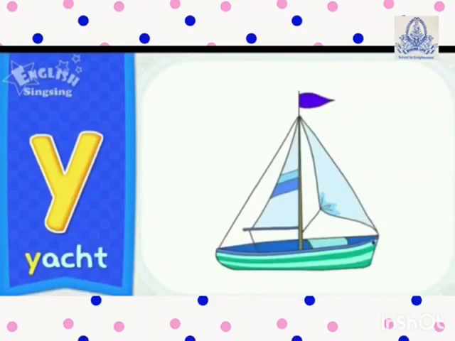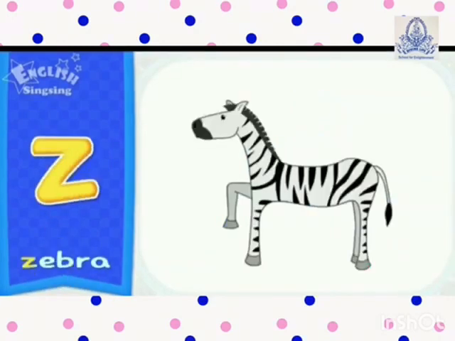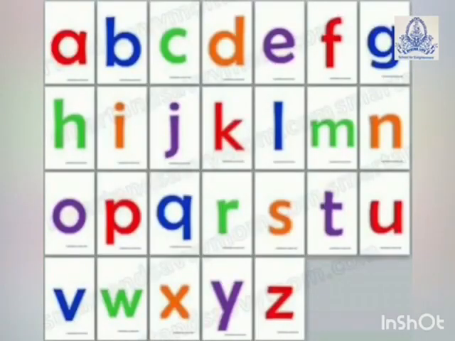Y is for yacht. Last, Z is for zebra. Okay kids, you have to recognize all these letters daily.